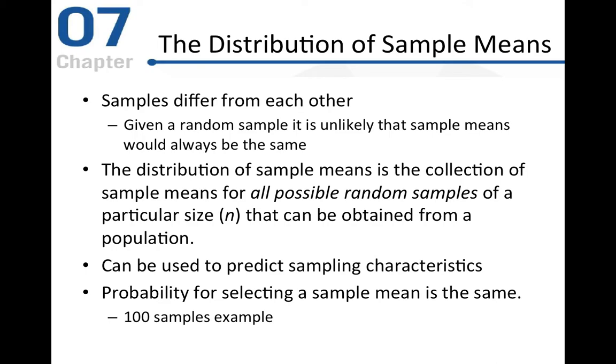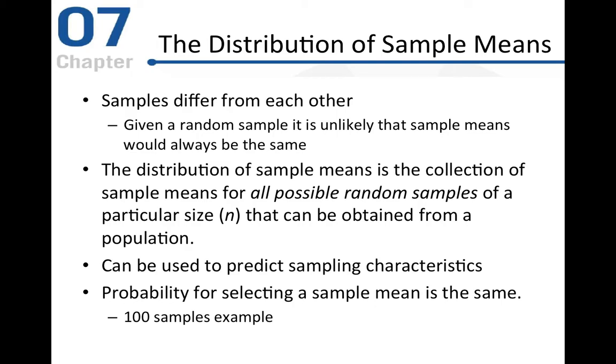And so if you have a population and you have a particular N, and then you take all of the random samples of that particular N, and you graph them, and you set them up in some type of distribution table or distribution graph, that's what the distribution of sample means is. The distribution of all the random samples of a particular N that can be obtained from a population. We can use this to predict sampling characteristics.